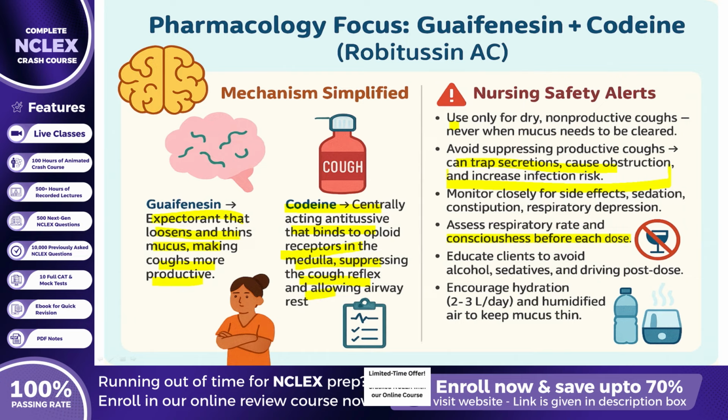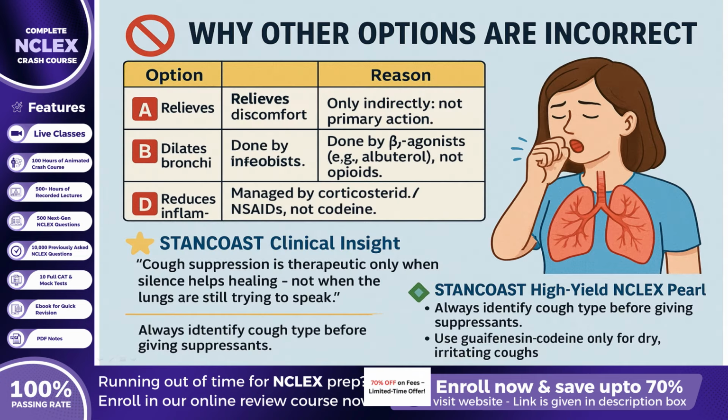Now, let us briefly examine why the other options are incorrect. Option A, which states that it relieves chest discomfort, is partially true only in an indirect sense. Codeine may reduce cough-induced soreness, but its main function is not pain relief at the doses found in cough syrups. Option B, dilates the bronchi, is incorrect because bronchodilation is achieved through beta-2 agonists such as albuterol, not opioids. Option D, reduces inflammation, is also incorrect, since anti-inflammatory effects are produced by corticosteroids or non-steroidal anti-inflammatory drugs, not codeine.